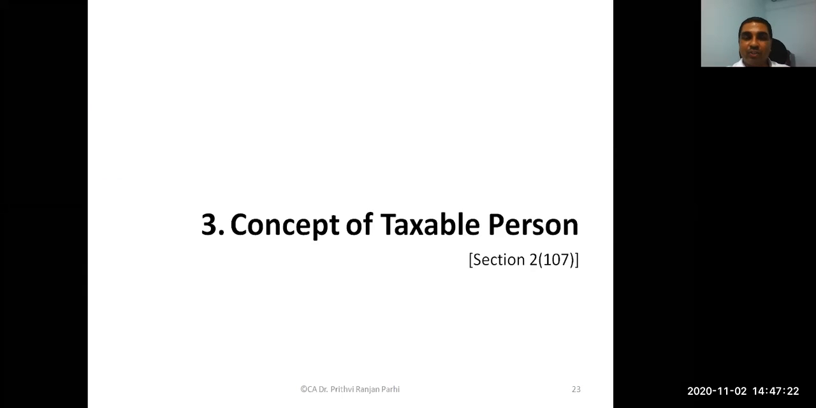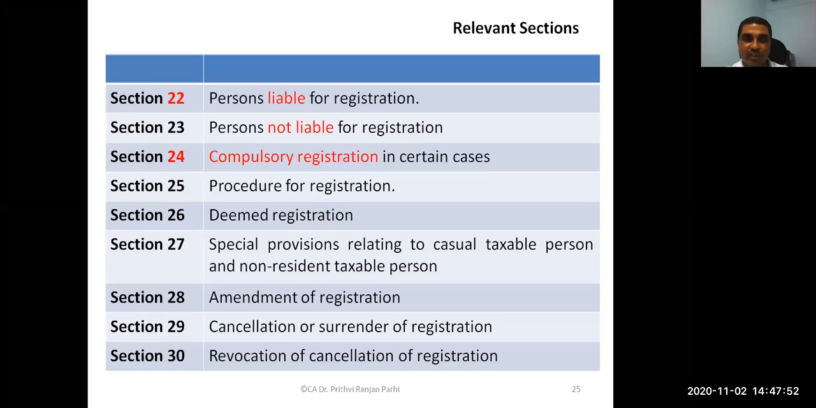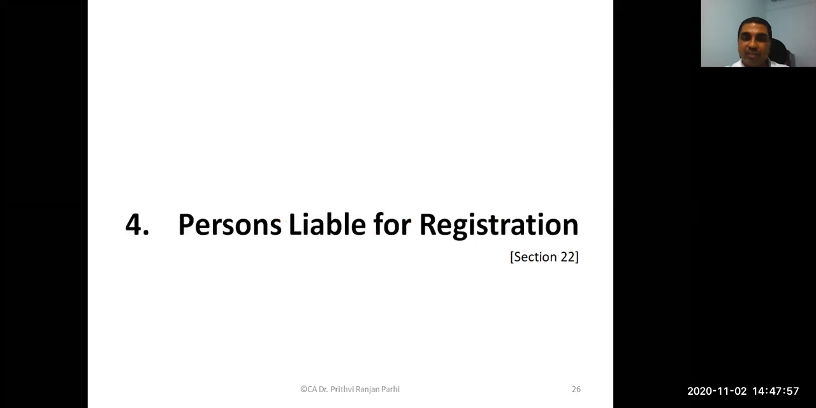Then we understood the concept of taxable person. This definition you already know. A taxable person means a person who is registered or liable to be registered under section 22 or section 24. That means a person who is registered is a taxable person, and even if one person is not registered, but he is liable to be registered, he is also a taxable person. Right? Some definitions you have already covered.